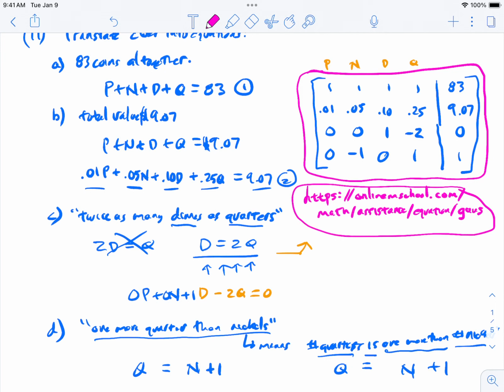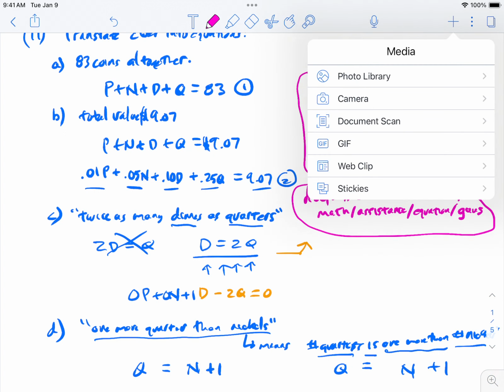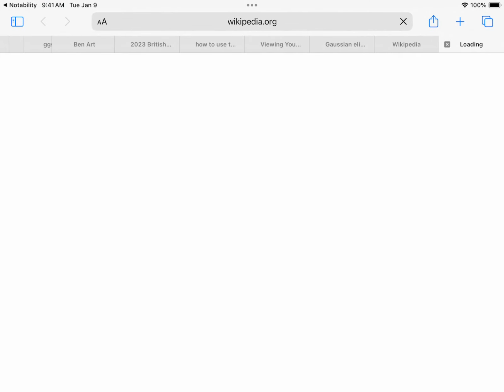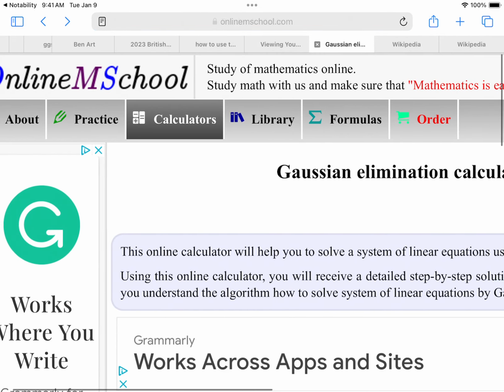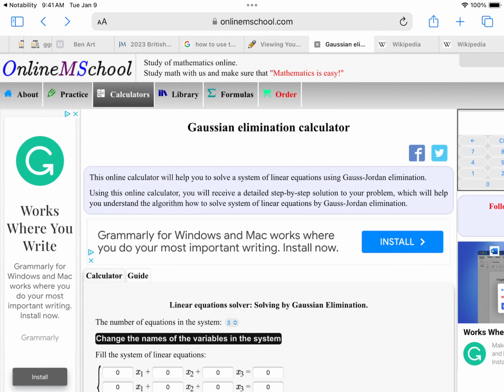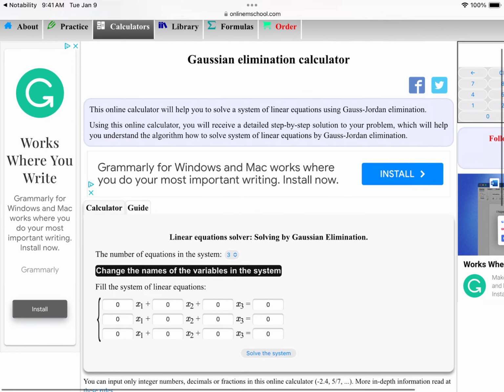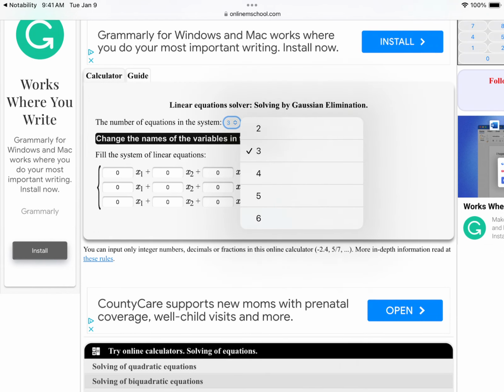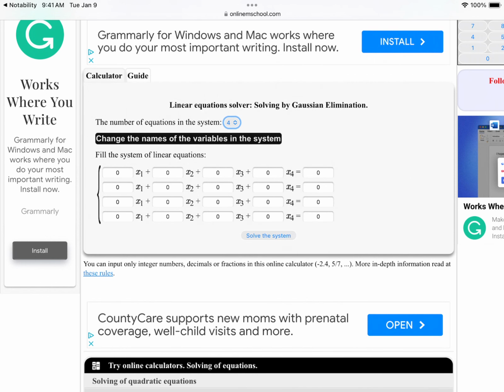Now I think I can do that with this Notability software. Web clip. Let's try this. Go to Safari. We're there, I think. In fact, here it is, this tab. Online mSchool. I should probably scrunch a little. It says Gaussian elimination calculator. Oh, I don't have my pen anymore. But if you scroll down to here, you'll see that you can pick how many equations you want. I want 4 equations, 4 unknowns. So you set it like that.